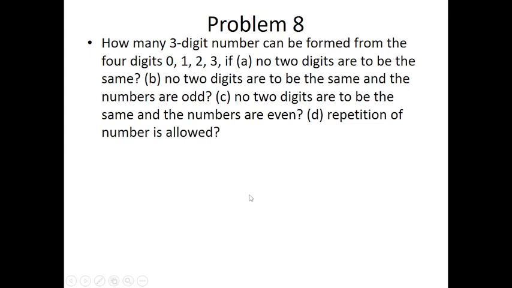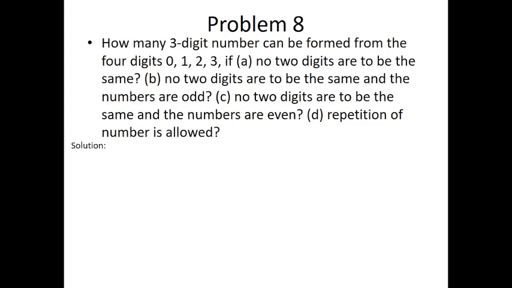Here's problem A. How many three-digit numbers can be formed from the four digits 0, 1, 2, and 3 if: A, no two digits are to be the same; B, no two digits are to be the same and the numbers are odd; C, no two digits are to be the same and the numbers are even; D, repetition of numbers allowed.